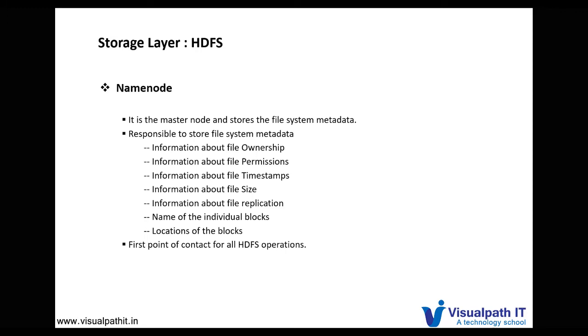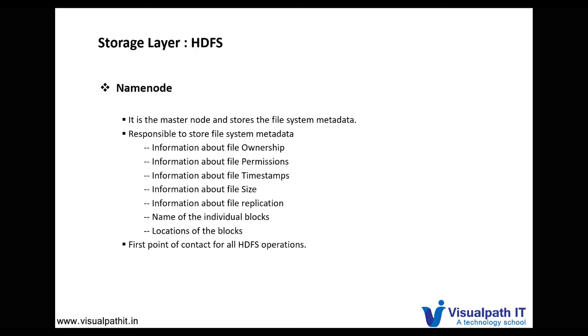Okay, so it is responsible for storing file system metadata. So what are the name node duties? What is the metadata? Information about the file owner, information about file permissions, what permissions the file has, and information about the file timestamp, what time you copied the file. For example, if you copy a file, what time you copied it, what the permissions are, who the owner of the file is, and the size of the file. It's important, right?